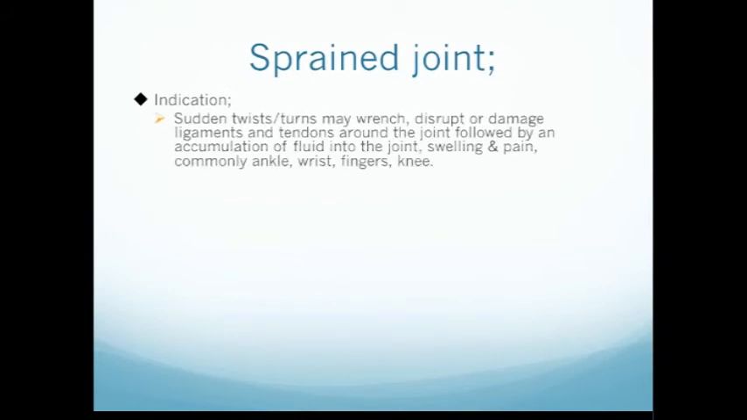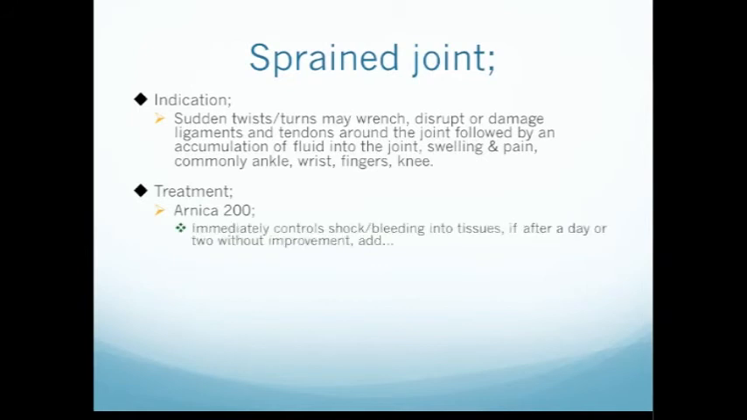Sprained joints. These are sudden twists and turns that may wrench, disrupt, or damage ligaments and tendons around the joint, followed by an accumulation of fluid into the joint with swelling and pain. Commonly affected joints include the ankle, wrist, fingers, and knee. Arnica 200 can be very helpful for this. It immediately controls the shock and bleeding into the tissues.